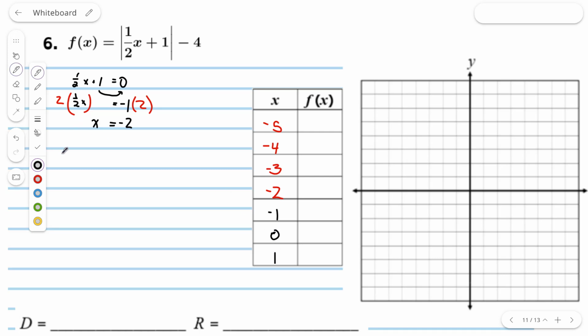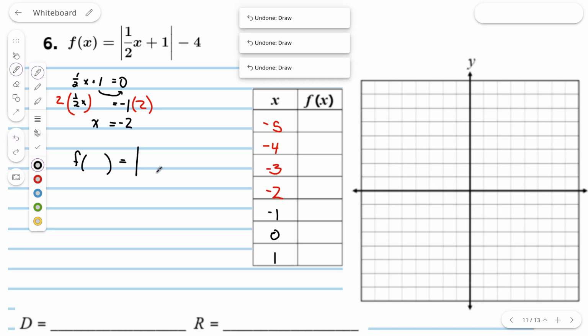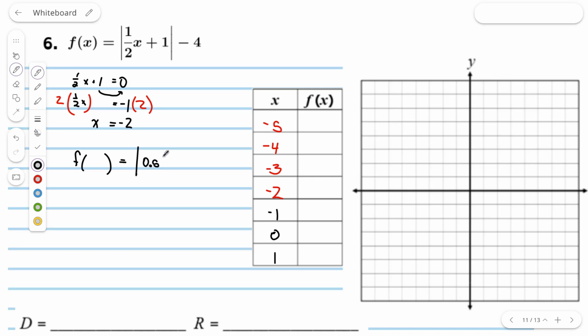And so now I'm going to plug that into my function. F of my number is equal to 1/2, or for me to think about this easier, that's the same thing as 0.5 times my x value plus 1, and then I'm going to subtract 4 from that.